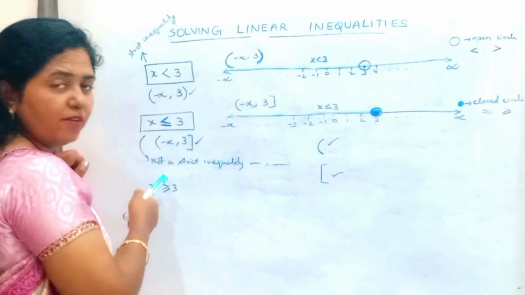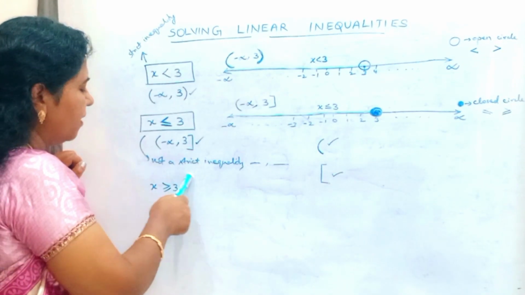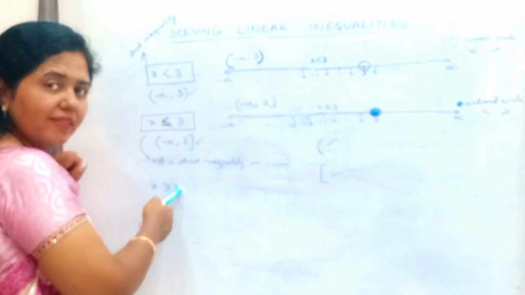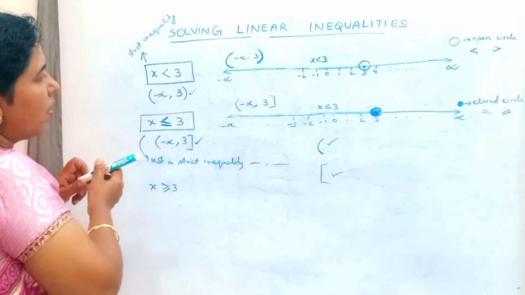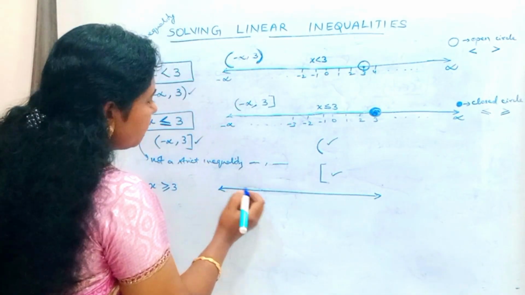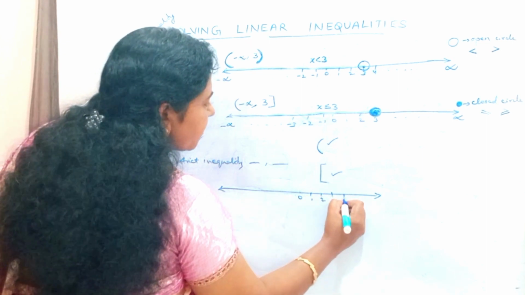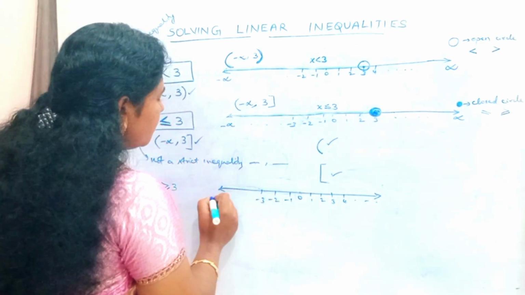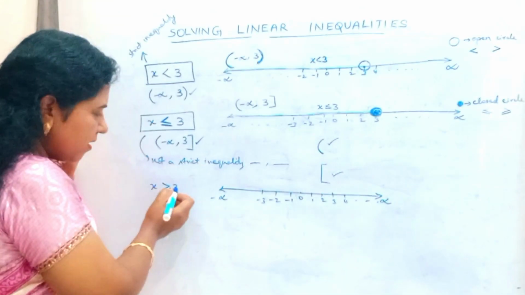Now let us see one more example: x is greater than or equal to 3. On analyzing this inequality, x may have values greater than 3 or equal to 3. On drawing the number line for this relation, here it is minus infinity, here it is plus infinity, and the relation is greater than or equal to 3.